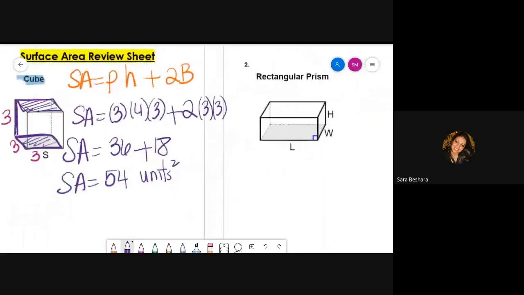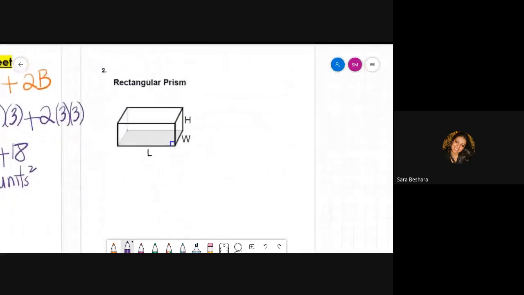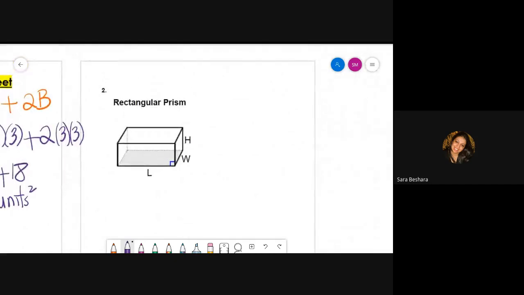Moving on to the next solid, the rectangular prism. Very, very similar to the cube, but I'll write the formula again on the top. To find the surface area of a rectangular prism, it is the perimeter of the base multiplied by the height of the prism plus 2 times B. Capital B here stands for the area of the base. And again, the area of the base is nothing more than whatever the base is. Since it's a rectangular prism, that means the base is a rectangle. Let's take a look at an example.